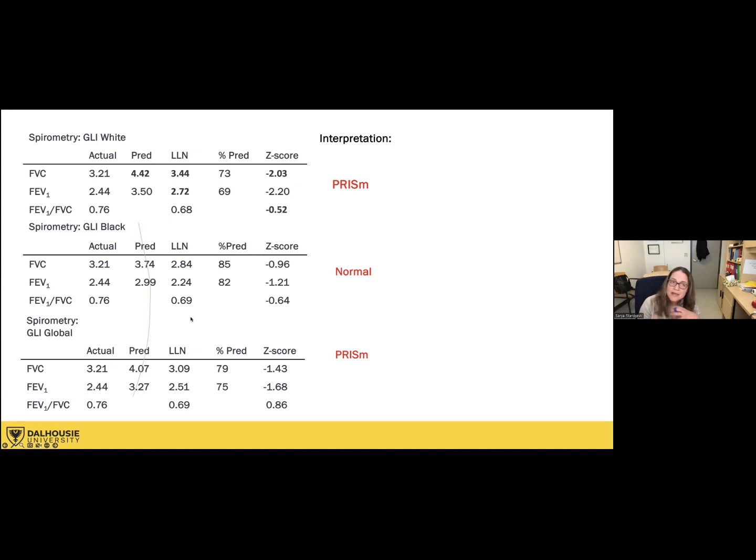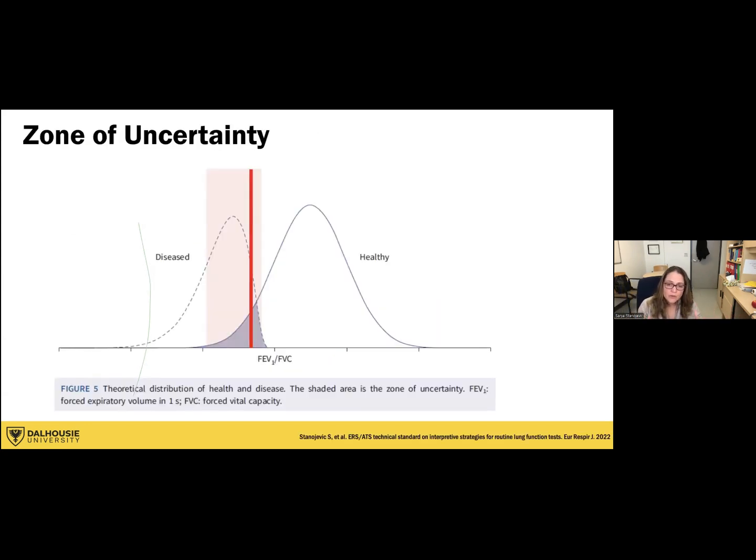And so based on which equation is used, we may very well come up with different clinical decision-making. We may send this person for additional testing or further referrals, or we may send them home as normal. And so what I want to bring back is that these results highlight that we have the zone of uncertainty.